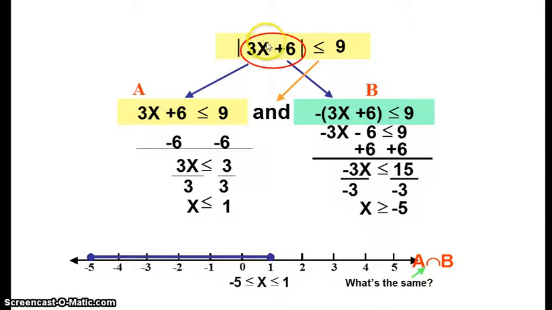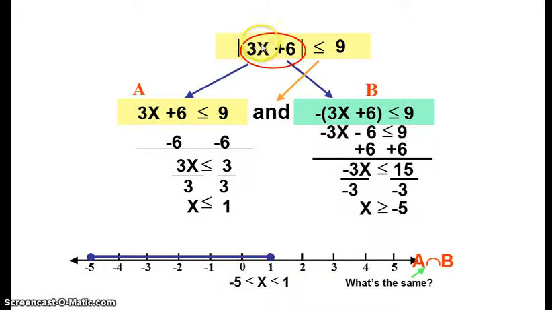You would have a negative 18. Negative 18 plus 6, that would be a negative 12. If I take the absolute value of negative 12, I get 12. Is 12 less than or equal to 9? No, that doesn't work. How about if I put a positive 2 in there?